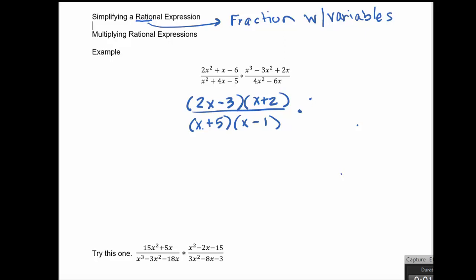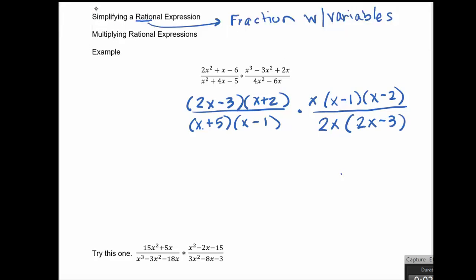The other side, we would have taken out an x to begin with, and then you're factoring x squared minus 3x plus 2, and the factors of 2 that add to negative 3 are negative 1 and negative 2. In the denominator, you are taking out a 2x as your GCF, and that leaves you 2x minus 3.